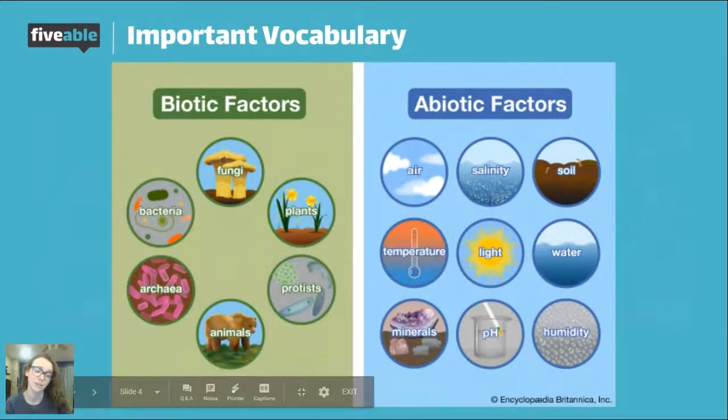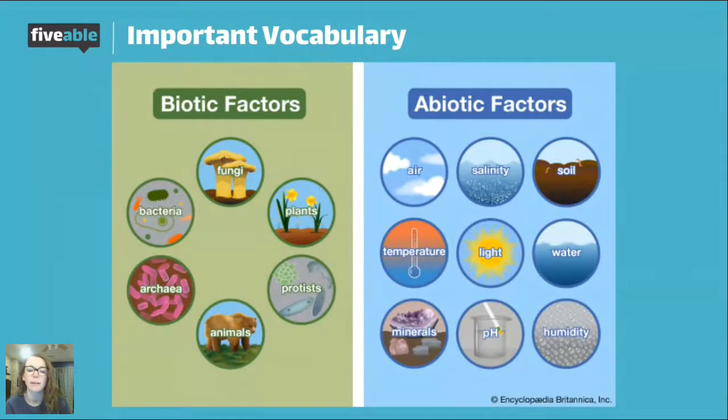Biotic factors are any living factor in an environment, and abiotic factors are any non-living part of an environment. You can see lots of examples here. Fungi, plants, protists, animals, archaea, bacteria, anything like that would be a biotic factor, whereas temperature, weather, air, salinity, light, water, pH, humidity, soil, minerals, climate, rocks, mountains, anything like that are going to be abiotic factors.